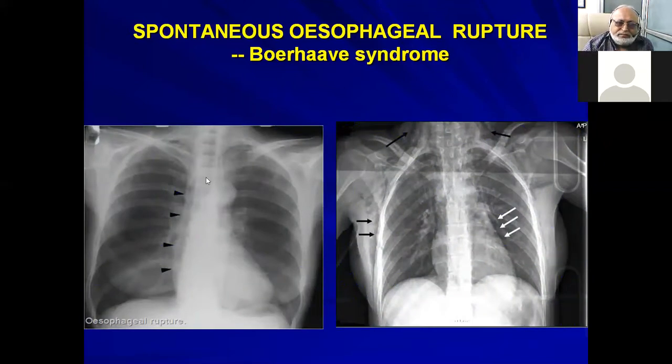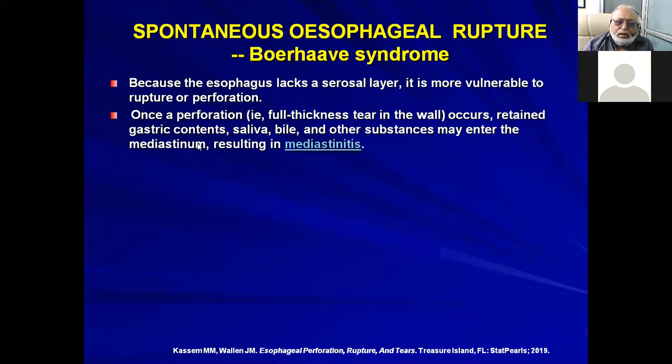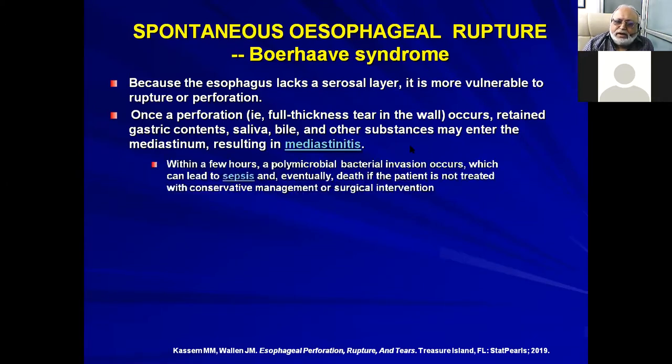Now, if you look at the X-ray, you can see air because of the esophageal rupture on the cardiac border, and you can see even subcutaneous emphysema. And this is again air in the cardiac border because of the rupture of the esophagus. Because the esophagus lacks a serosal layer, it is more vulnerable to rupture or perforation. Once a perforation, that is a full thickness tear in the wall, occurs, the retained gastric contents, saliva, bile, and other substances may enter the mediastinum, leading to mediastinitis.